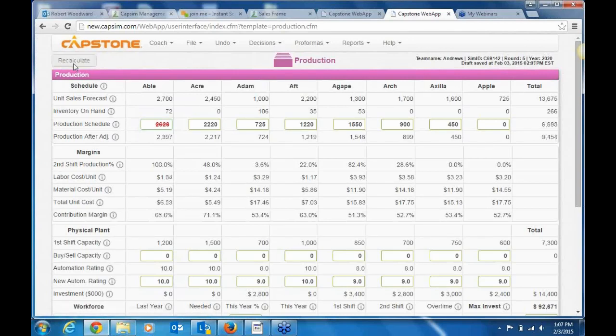Okay, so what we see here is a red line. This indicates that there's an issue that would prevent me from producing that much, because I have exceeded what I can produce. I only have 1,200 units of capacity, which, with 2 full shifts, allows me to do 2,400. So I can't produce enough based upon the forecast that's in here.